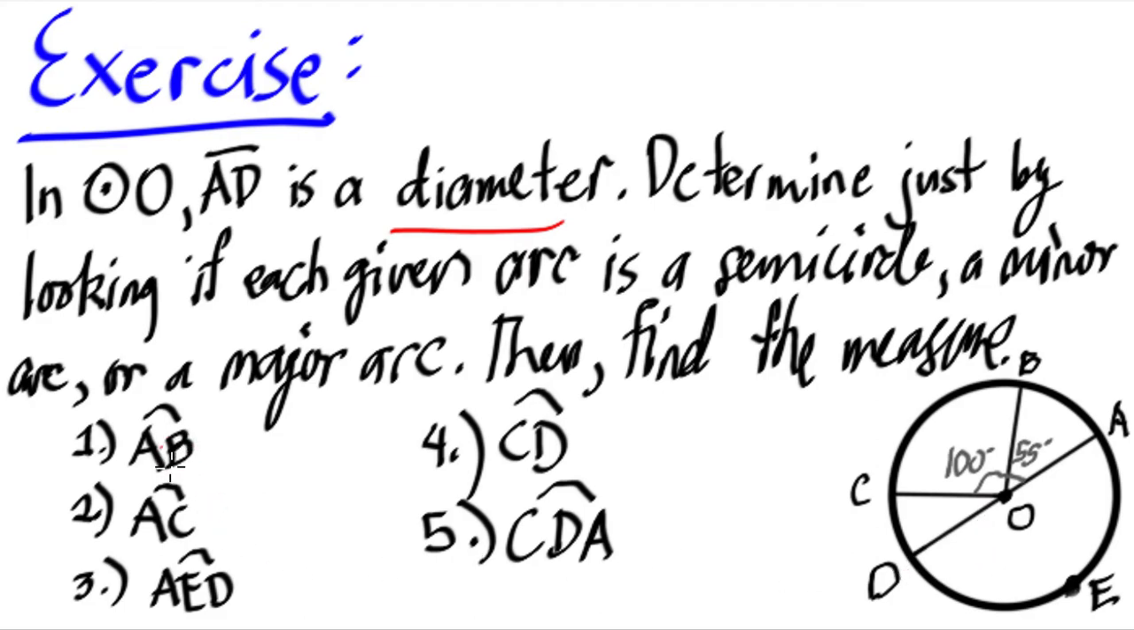What is arc AB? Is it a semicircle, a minor arc, or a major arc? And then find its measure. Arc AC, likewise. Arc AED, arc CD, and arc CDA.